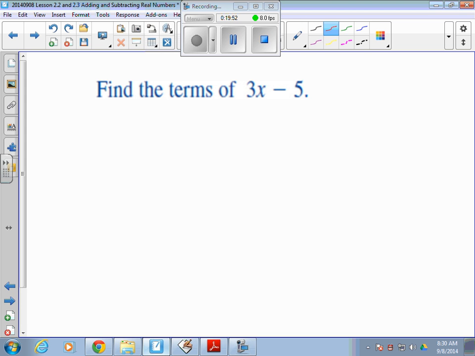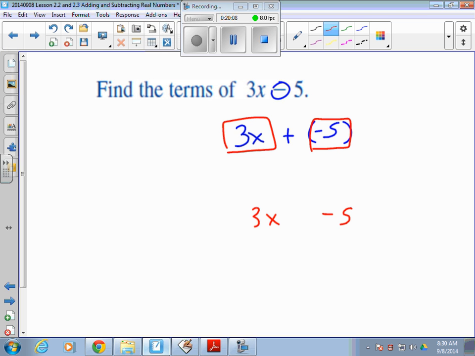Okay, it went a little bit longer than 10 seconds, but 3x minus 5. Changed subtraction to addition, 3x plus negative 5. Now they're being added to each other. One term is 3x. The other term is negative 5. Most people don't need to do this, but this is just the way you can see the things that add to each other are terms.